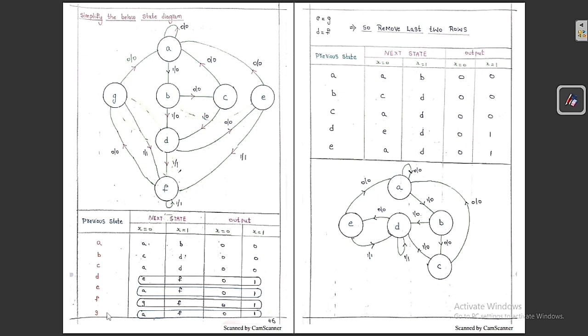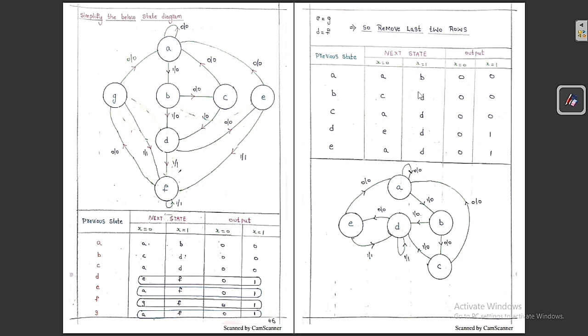Similarly, I am removing the G also. So F and G I am removing. In place of F, write D. The things which are present in this state table, only those variables you have to use here. So now this is the simple state table we are going to use.